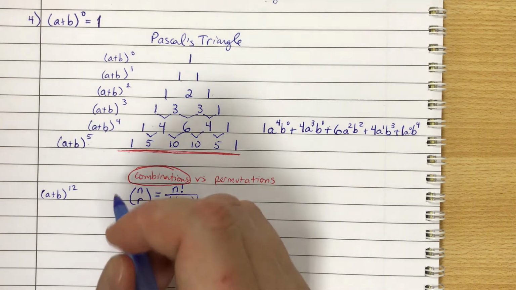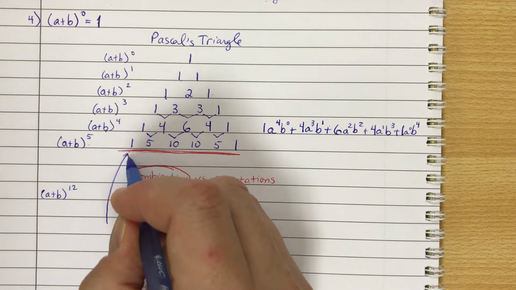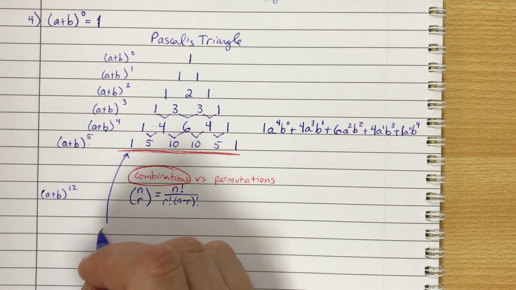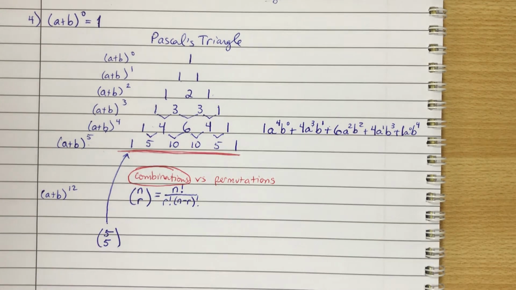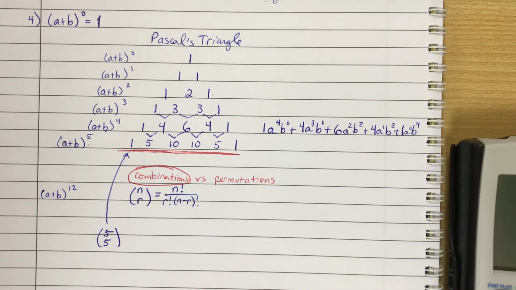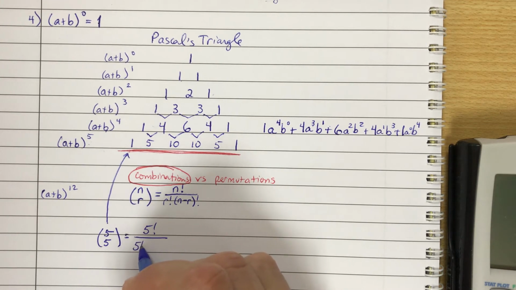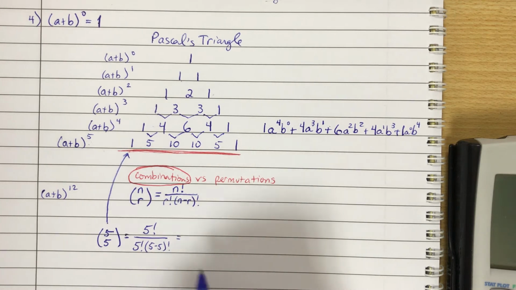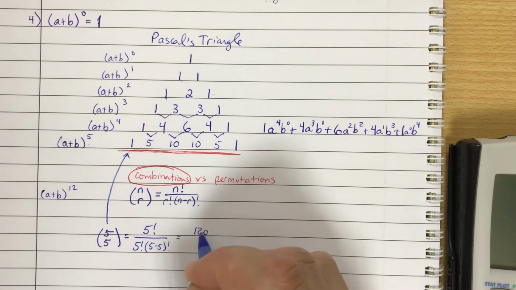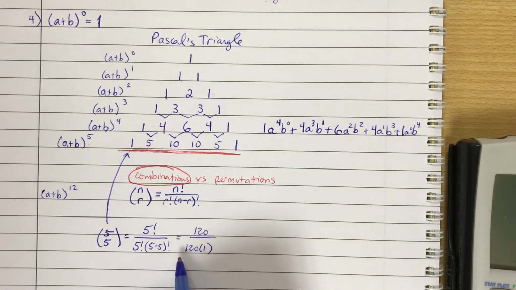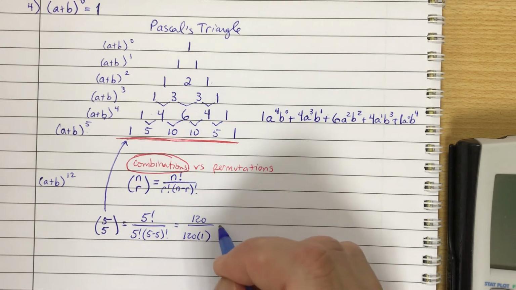So the number 1 here, now this is the 5th row. So if I take 5 objects and I choose 5 of them, and if I work that out, I would get 5 factorial divided by 5 factorial times 5 minus 5 factorial. This is equal to 120, and that's 120 times 1. 0 factorial is actually 1, and so the answer here is 1.